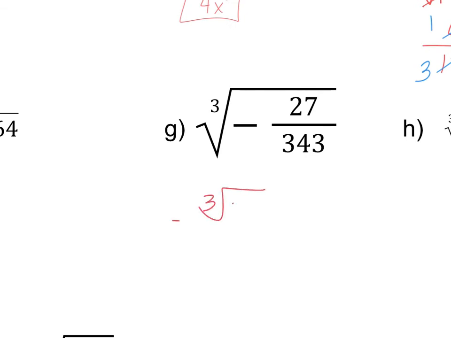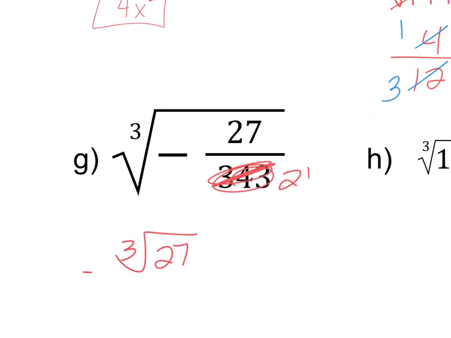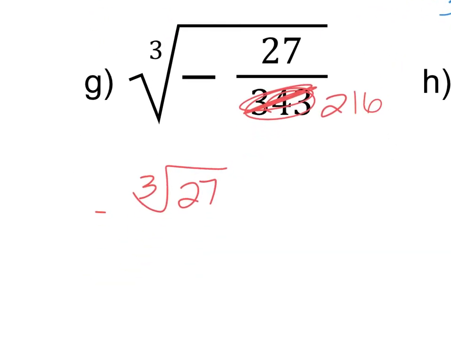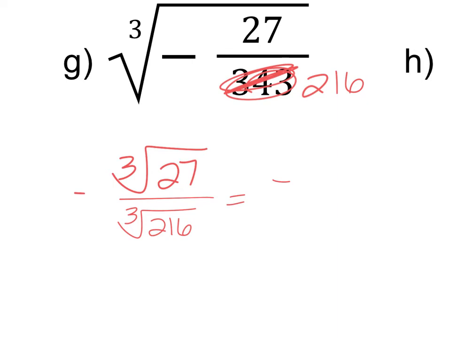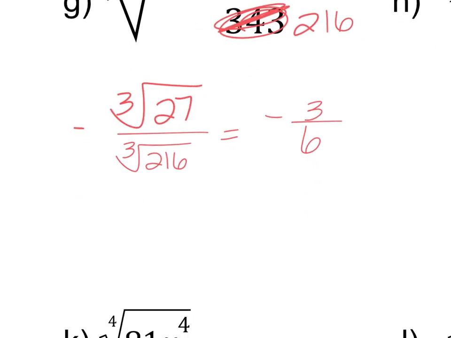Then remember, you can break this up as 27. Let's change this to 216. So, sorry, change that problem to, instead of 343, do it to 216. So the cube root of 27 over the cube root of 216. So this would give you negative, don't forget the negative, cube root of 27 is 3 over 6. Are you done? No way, you got to reduce that, and it becomes negative 1/2.